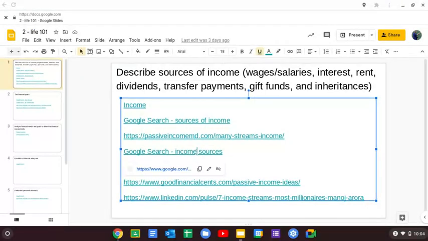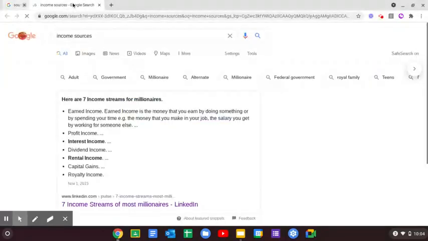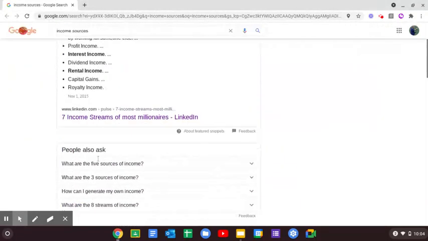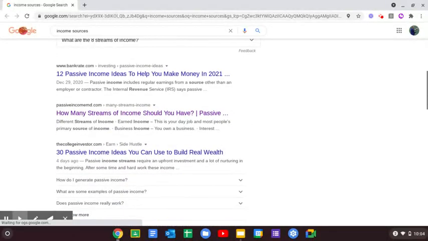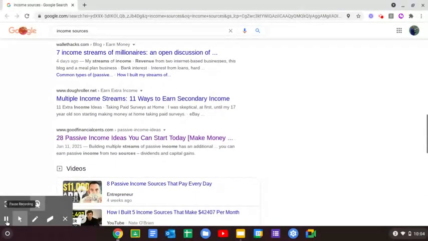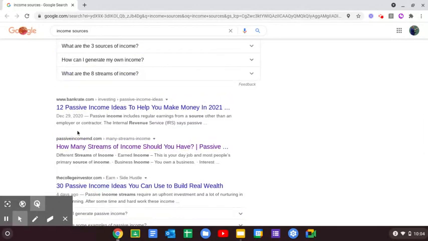Okay, so the next one we're going to look at, we have our Google search here, and we're going to look up income sources. We looked up sources of income, so let's look up income sources. And surprisingly, you get kind of the same things, maybe a little bit different, but some different articles to look through. One of the things we see right here is it talks about passive income and what that is.